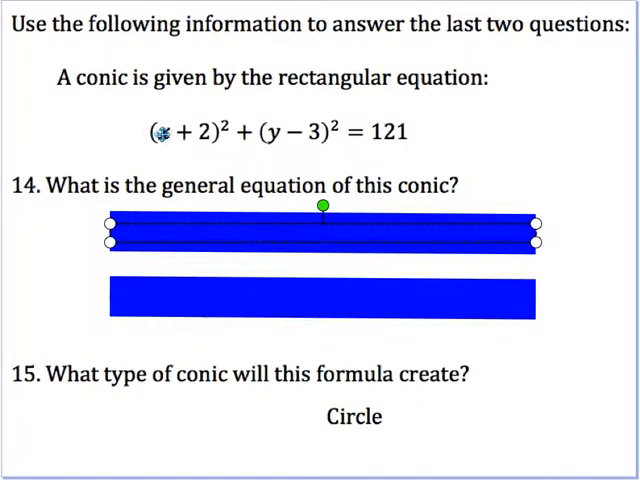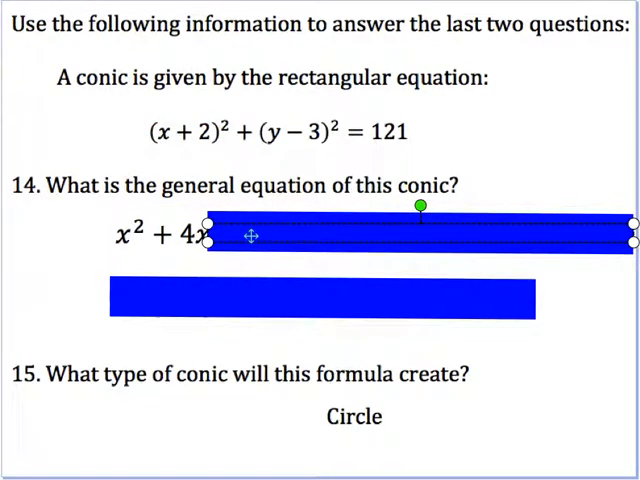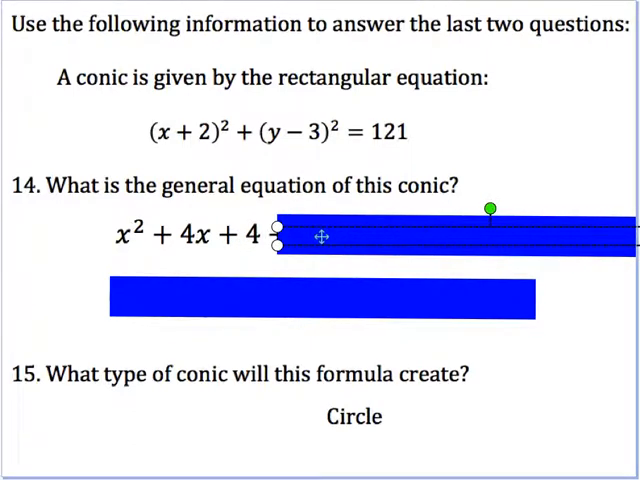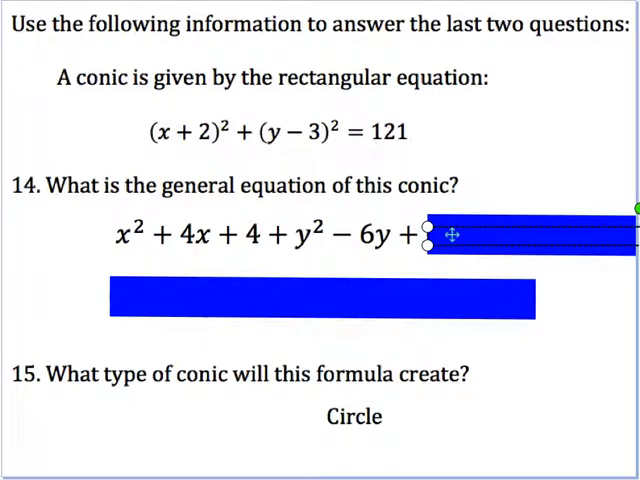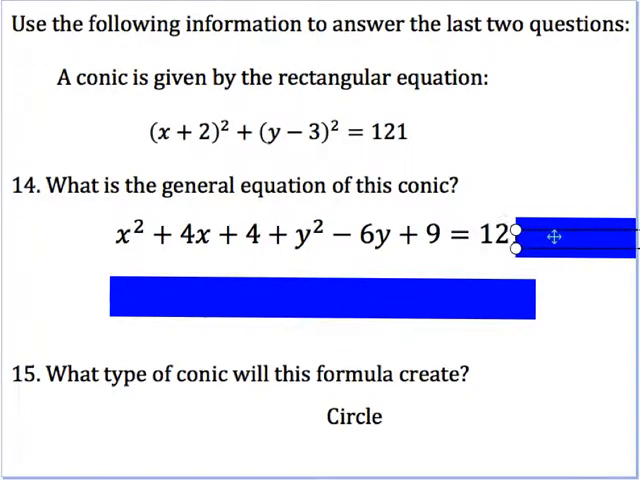The first thing you want to do to get the general form is FOIL or box the x plus 2 squared. When you do that, you get x squared plus 4x plus 4. Then box or FOIL the y minus 3 squared, and you get y squared minus 6y plus 9. And then on the other side of the equal sign, you have the 121.